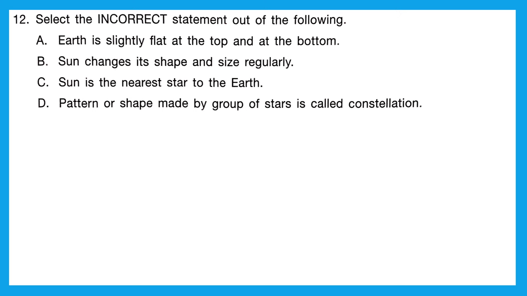B. Sun changes its shape and size regularly. That is something which we have not seen, right? It looks like an incorrect statement. C. Sun is the nearest star to the Earth. That's absolutely true. D. Pattern or shape made by group of stars is called constellation. Yes. For example, Orion, Ursa, Lyra, they all are the pattern and shape which is made up of group of stars, and we call them constellation. It's a correct statement. So the incorrect statement is option B, and that is our answer. Question 13.